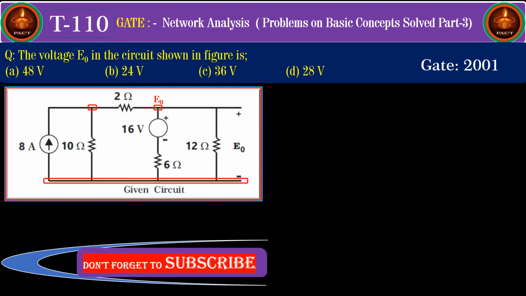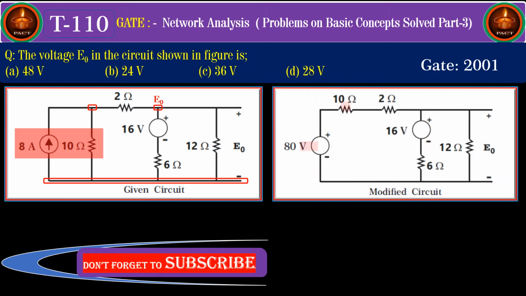But if it is possible to reduce the network, we should do it. If you observe, this current source of 8 amperes and 10 ohm resistance are directly in parallel with each other, and hence this current source is convertible. By converting this current source into a voltage source, we get 80 volts in series with 10 ohm as shown in the figure. Now you see that the problem is reduced to a simple two node network.